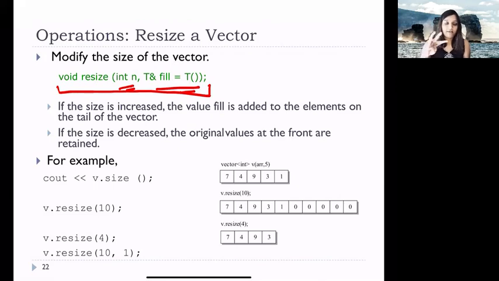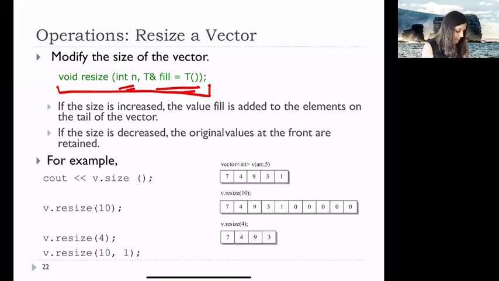As I said, you can add and remove elements only at the back of the vector. So when you increase the size, it's implicitly understood that that additional size buffer is added at the end of the vector. And if the size decreases, the original values at the front are retained. So that says if the size is decreased, then the elements will be deleted from the back. Adding and deleting, everything happens only at the back of your vector.